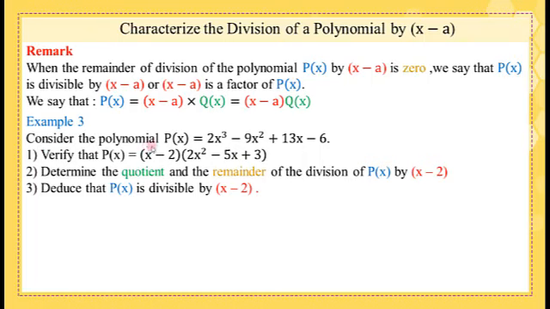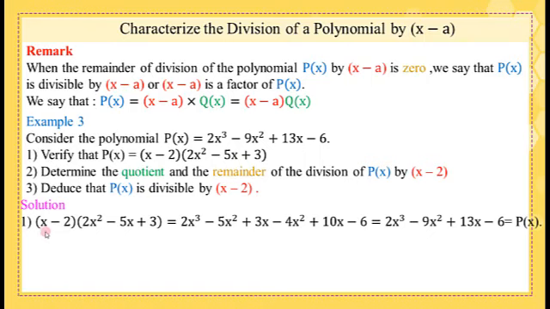Example: consider the polynomial p of x equal 2x cubed minus 9x squared plus 13x minus 6. Part 1. Verify that p of x equal parentheses x minus 2 into 2x squared minus 5x plus 3. Part 2. Determine the quotient and the remainder of the division of p of x by x minus 2. Part 3. Deduce that p of x is divisible by x minus 2.